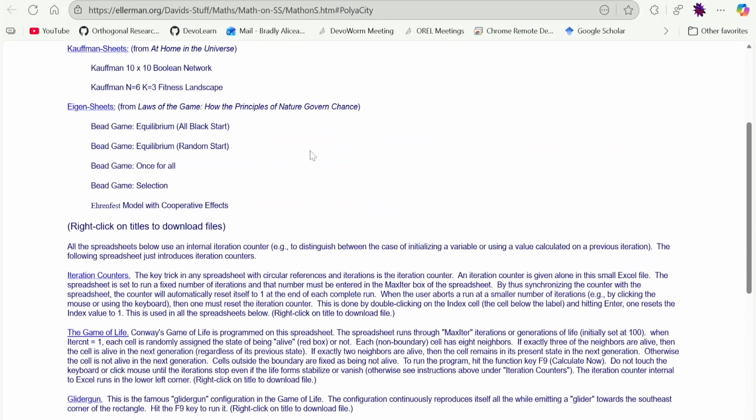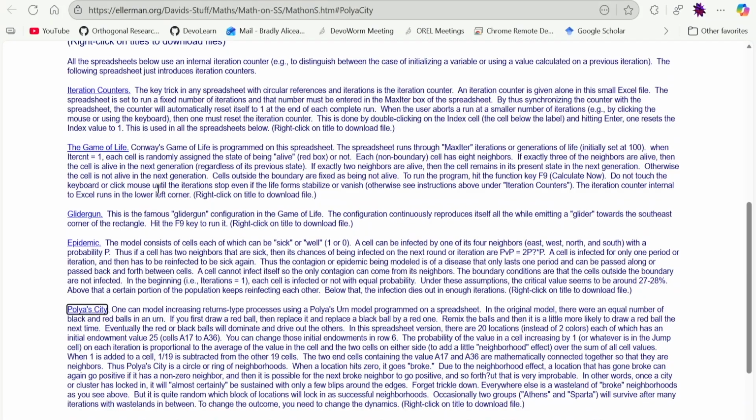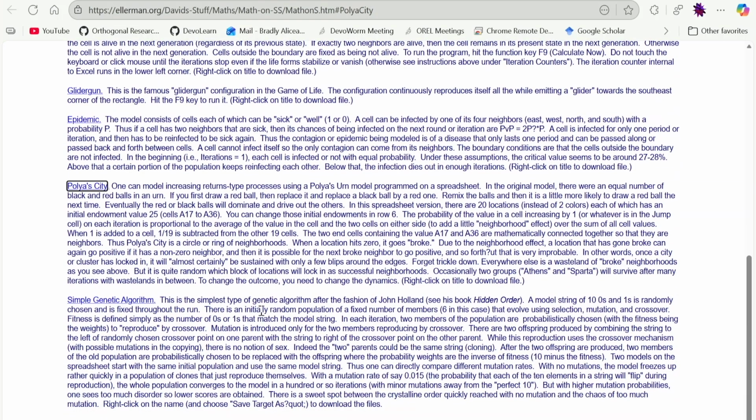And then finally, if you're interested in some of the other things that he's done, you have Kauffman sheets. He's also done this for the book At Home in the Universe by Stuart Kauffman. These model the Boolean networks and fitness landscapes that Kauffman talks about in that book. He's also implemented simple genetic algorithms, and the game of life, with different iteration counters, looking at the glider gun within the game of life. He's done some epidemic modeling, some simple genetic algorithms from John Holland's book, The Hidden Order. And then, of course, Polya's City.